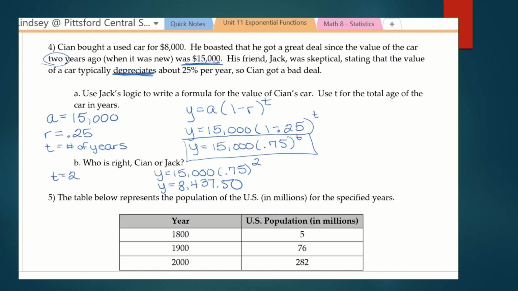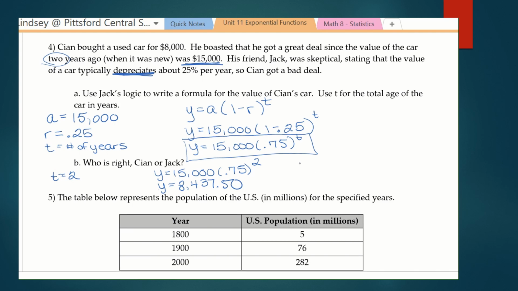So I would say Cyan got a pretty good deal because the car is actually worth more than what he paid for it. So in this case, who was right, Cyan or Jack? Well, Cyan is right because he only paid $8,000 when the car was actually worth $8,437.50. So he got a little bit of a bargain. He did not have to pay that extra $437.50. So I would say Cyan is correct.